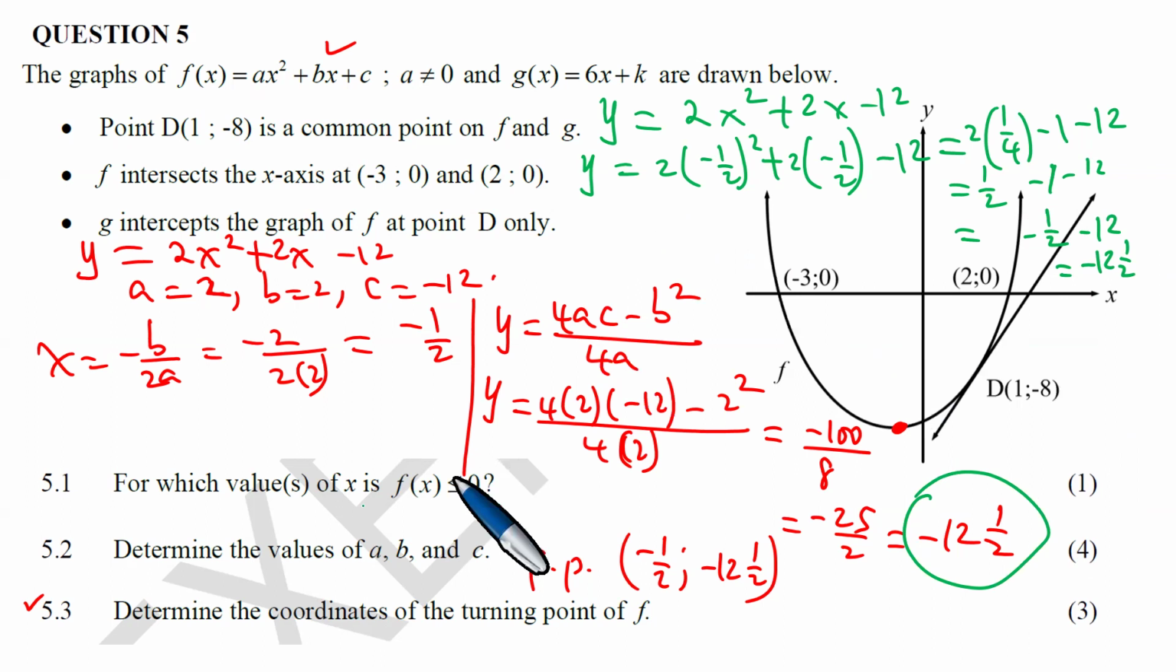So you can just use the formula x equals minus b over 2a and get the value of x, and then substitute into the original quadratic to get the corresponding y value for the turning point. Or you can use this formula for the y value of the turning point, and this formula for the x value, and you're able to get these two values there. Next question.